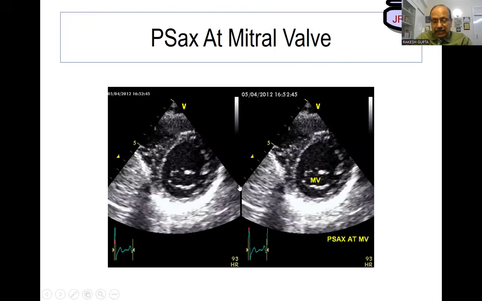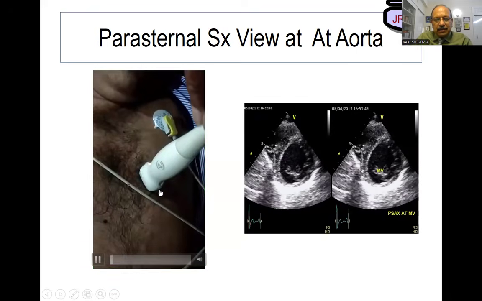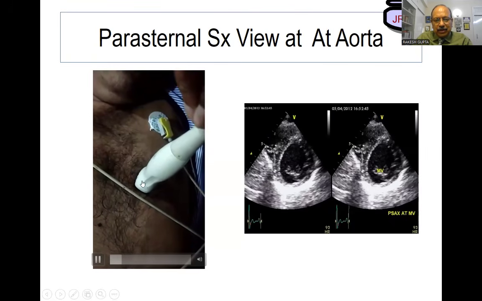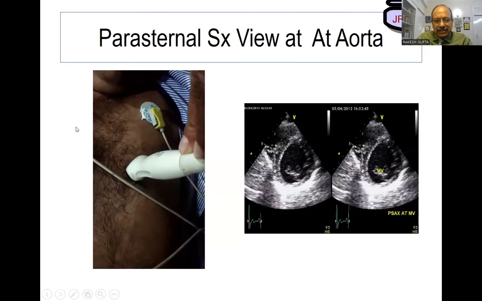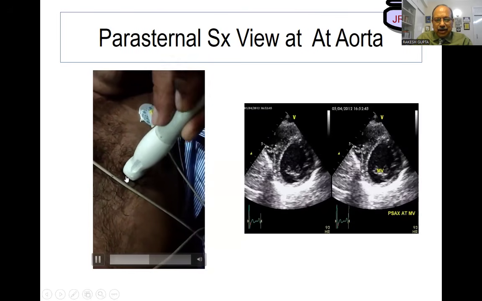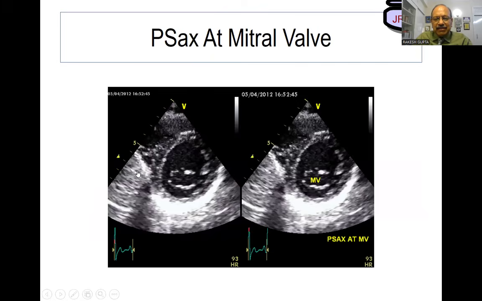Then as he moves his transducer back from the aorta, now he's moving back from the aorta. Now I'll go to the aorta. Now I'll come back again. Look at these things. So at this particular point, when you're perpendicular at the third intercostal space, what do you get?